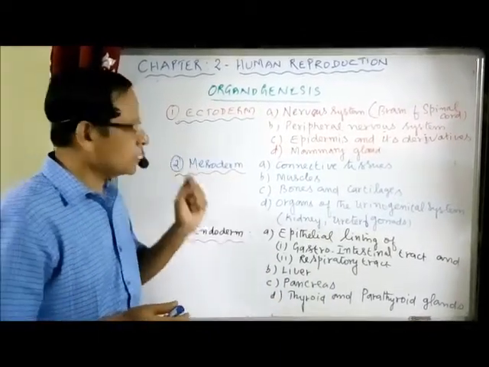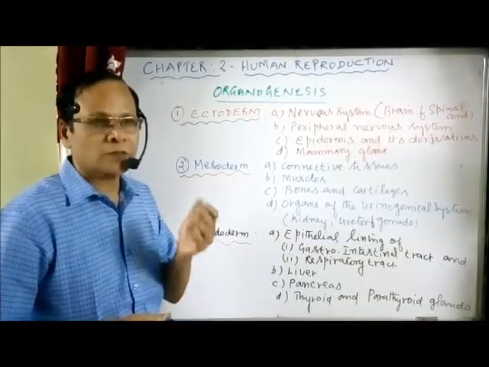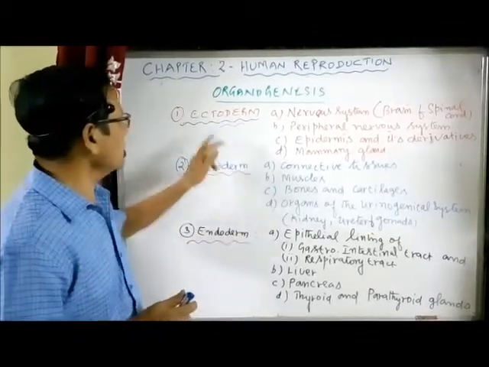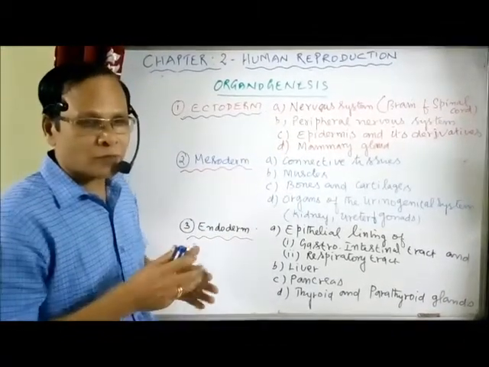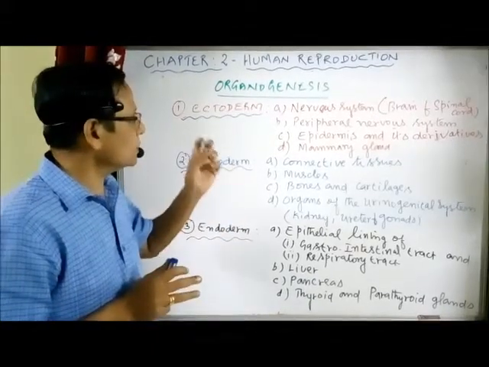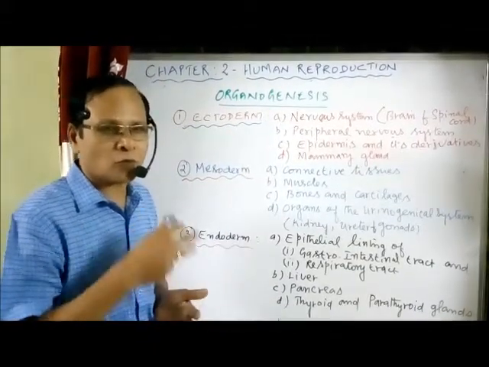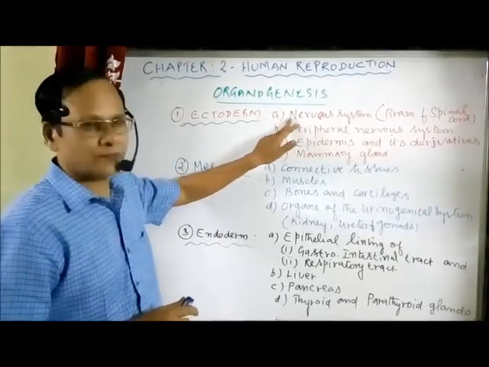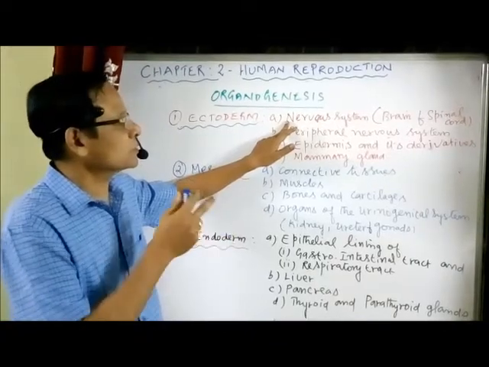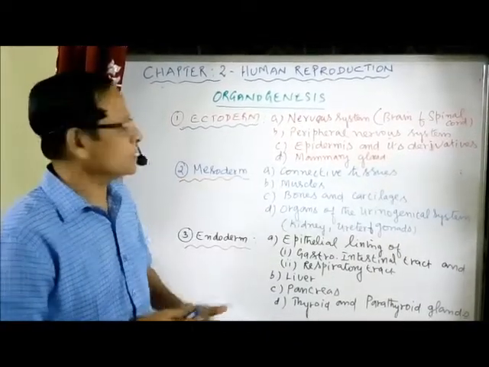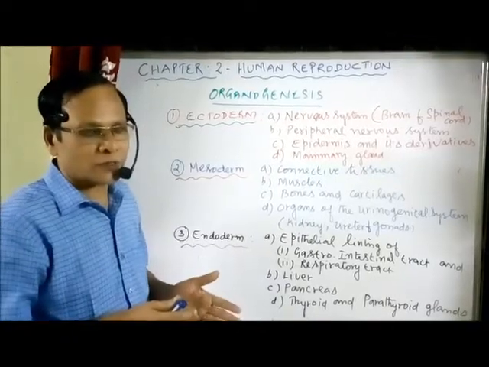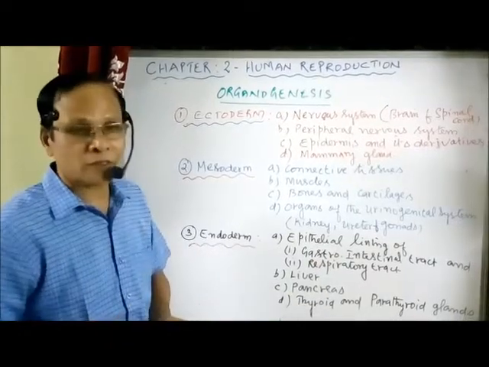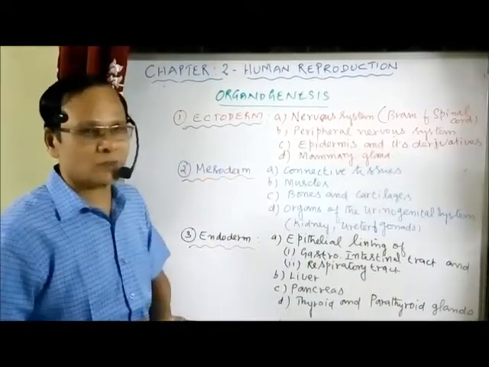Now each layer is specific in giving rise to particular organs. What are the ectodermal derivatives? We have many, but in the book only limited derivatives are given, so I like to take only as per the book. The ectodermal derivatives are the nervous system, that is the central nervous system including the brain and spinal cord. Then the peripheral nervous system, those nerves leaving from the brain and spinal cord to other parts of the body, including sense organs also coming under this category.